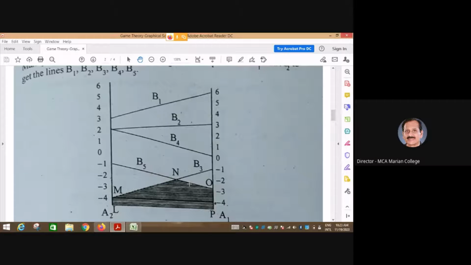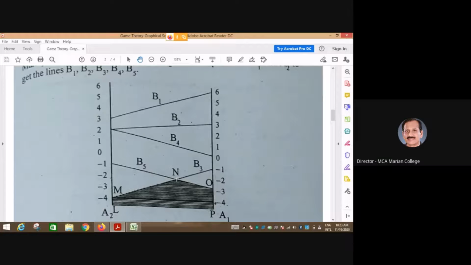Okay, the lower boundary of these lines will give the minimum expected payoff, the minimum expected payoff of player A. So the lines which pass through this maximin point, this is the maximum of the minimum area. This is the minimum area, and the maximum of that minimum area is this intersection.